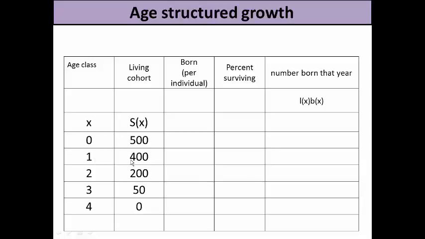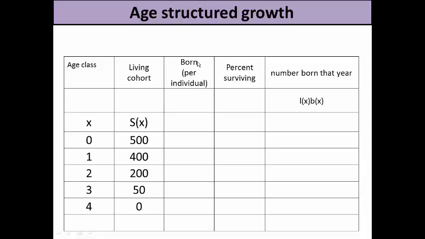At age class 1, we're going to assume that 400 individuals are left. That means that 100 individuals died in between these two age classes. In age class 2, there's only 200 individuals. So now 300 have died from the original. Age class 3, only 50 are left, and in age class 4, everyone's dead.